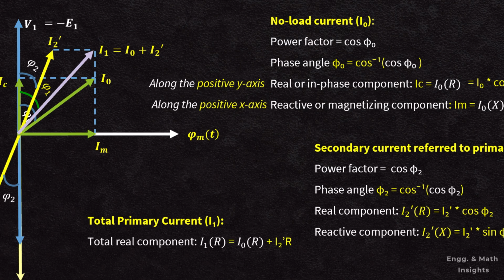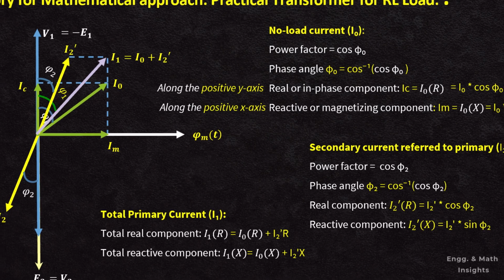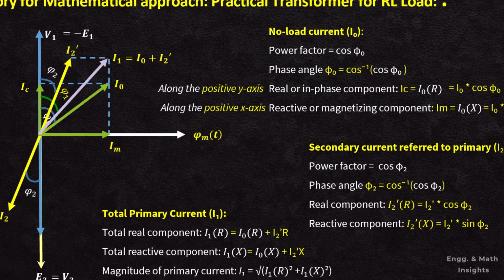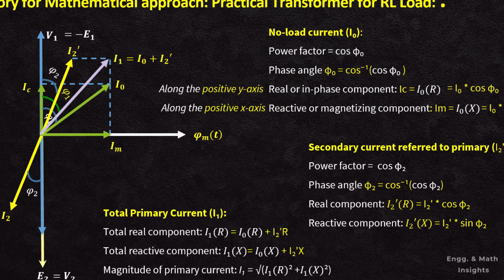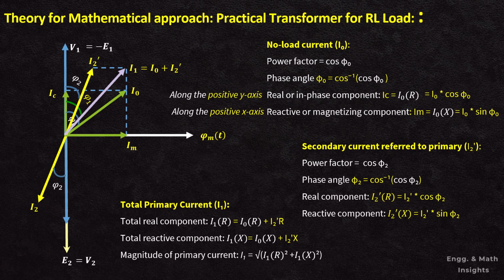The total real component of the primary current I1, or I1R, is equal to the real component of the no load current and the real component of the secondary current referred to primary. So the total real component of the primary current is equal to I naught R plus I2 prime R, and also the total reactive component of the primary current, or I1X, is equal to the reactive component from the no load current, or I naught X, plus the reactive component from the secondary current referred to primary, or I2 prime X. The total primary current I1 is the vector sum of the real component and the reactive component. Hence, the magnitude of the total primary current I1 is the square root of the real component of the primary current squared plus the reactive component of the primary current squared.